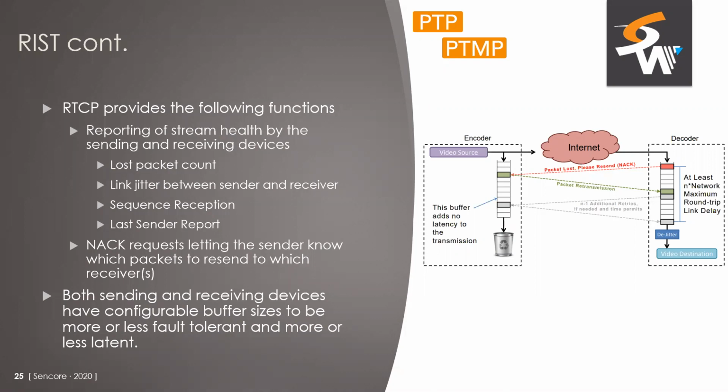So with RIST, I can re-request the same packet again, basically as many times as I want, within the bounds of the buffer on the receive device. If we get outside of that buffer, we may get the packet outside of the time when it's useful, and then we might as well have not received it at all, like we talked about. And the last point here was just what we talked about: the buffers on both the sending and receiving devices are configurable, and how you set these dictates how fault tolerant or latent your stream or your transmission is, or vice versa.